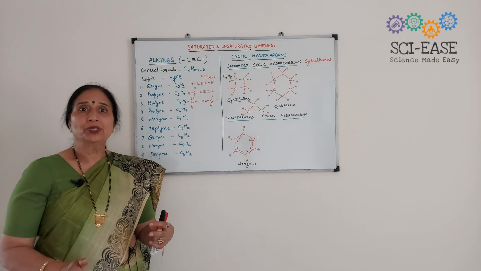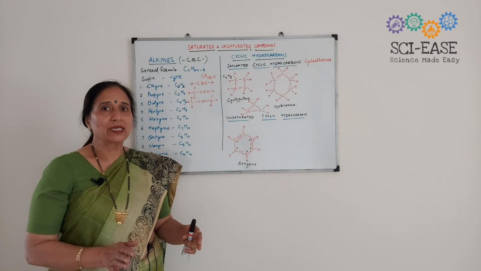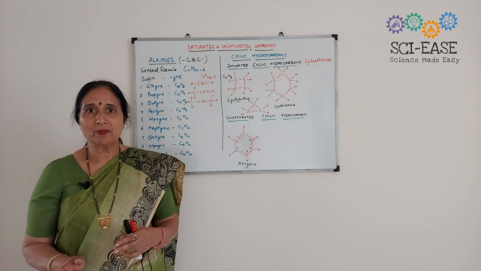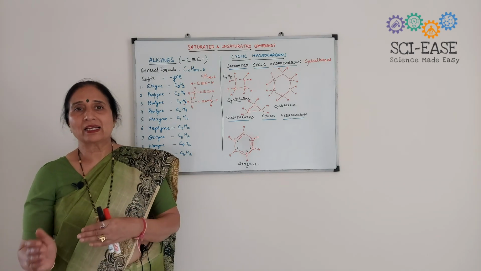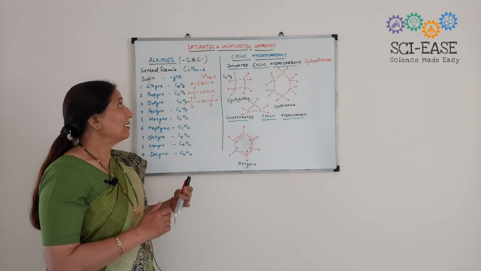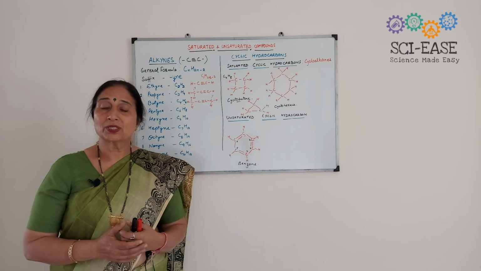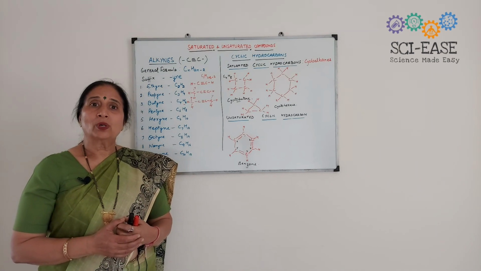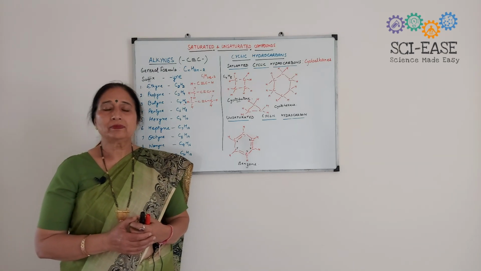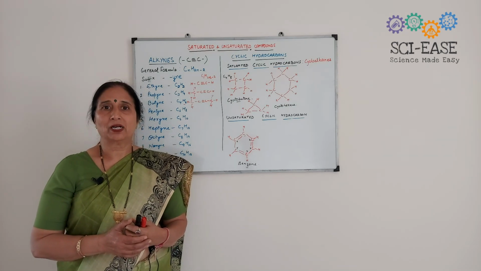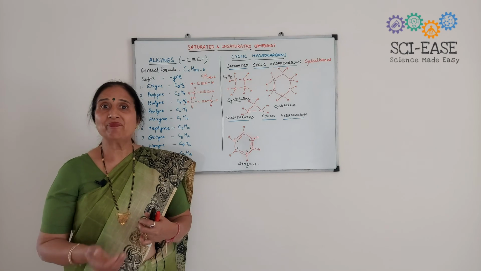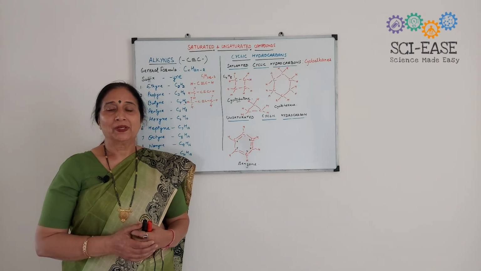So I have told you in detail about the saturated and unsaturated hydrocarbons. We have done alkanes, alkenes, alkynes, and then some cyclic hydrocarbons also. Now, in the next video, we will deal with the nomenclature part, how to name these compounds.